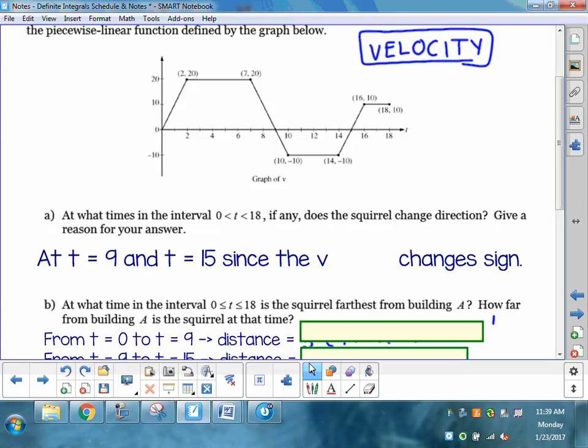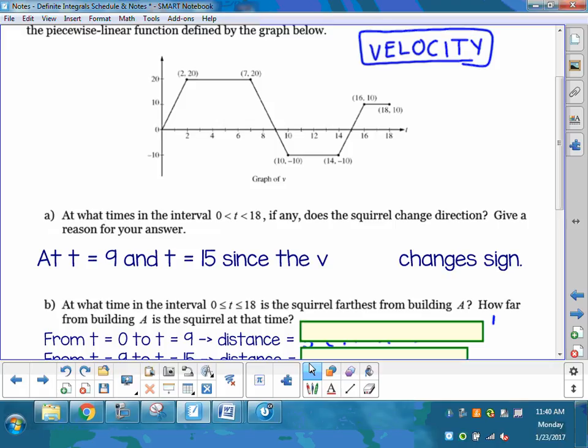Is it running towards the building or away from the building from 0 to 9? Which one? Away. It's running away from the building because that distance between them is increasing. What's happening from 9 to 15? It's going towards the building, and then it ends going away from the building.